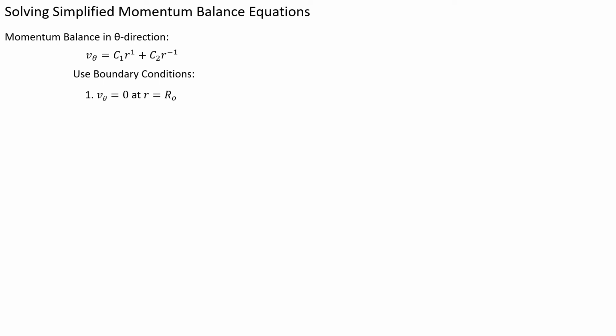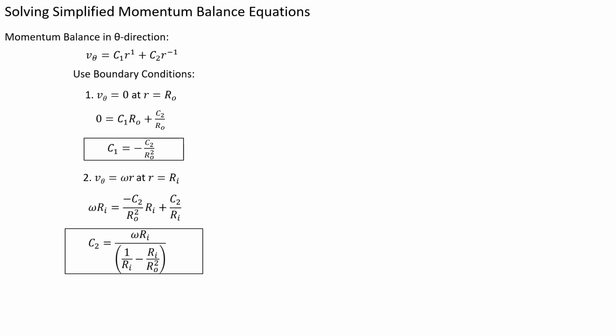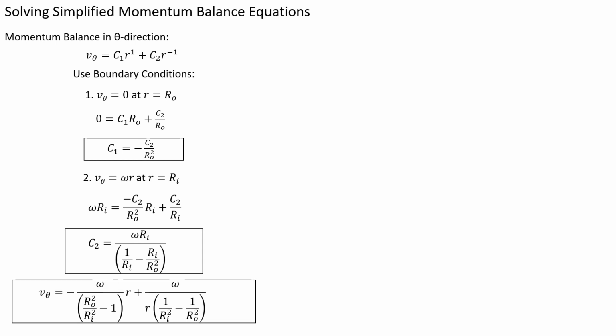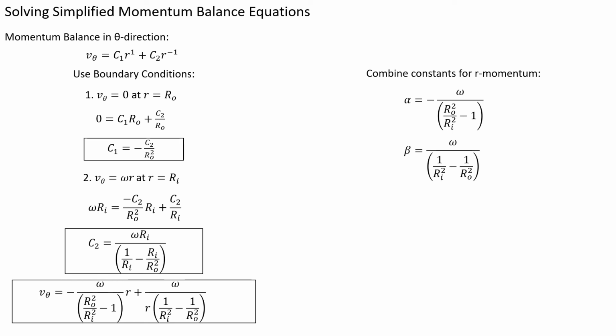We'll start by using v theta equals 0 at r0, and we'll get C1 in terms of C2, and then we'll do the same thing with boundary condition number 2. We'll get C2 in terms of constants we know. We can plug everything back into the solution form of the Euler-Cauchy equation we just found. And if it looks messy, we can simplify it and just group constants together to find alpha and beta. And from there, if we were solving for pressure, we could just find the square of v theta.